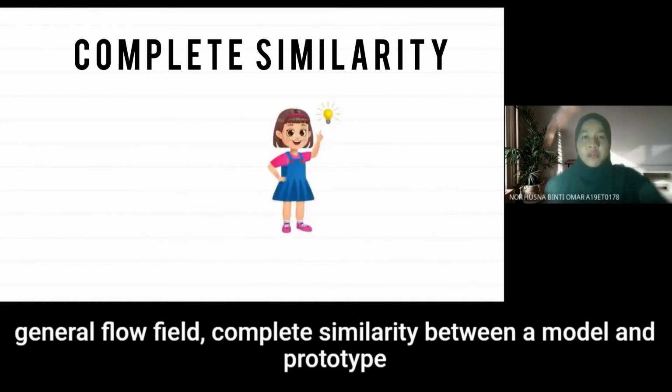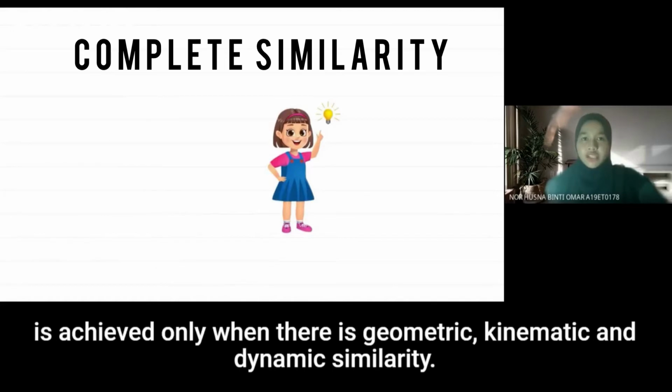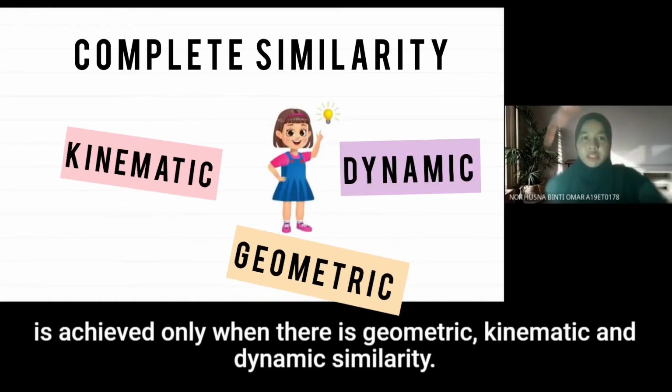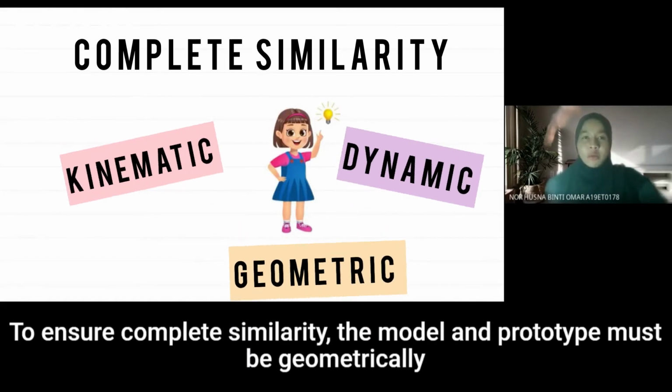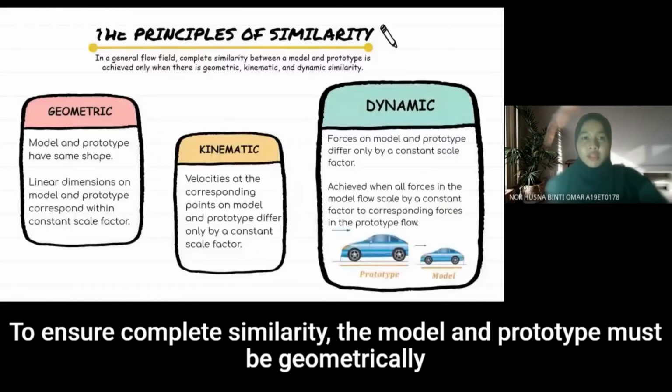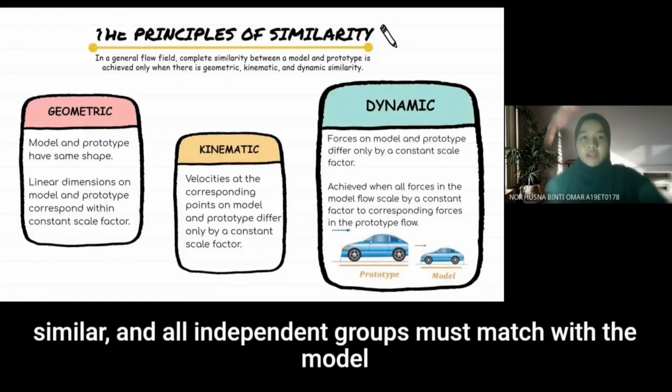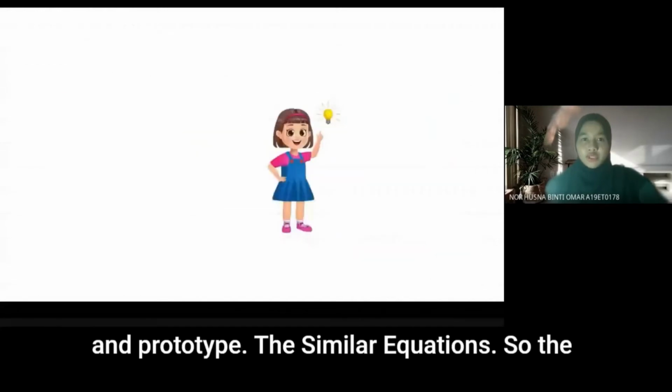In general, complete similarity between a model and prototype is achieved only when there is geometric, kinematic, and dynamic similarity. To ensure complete similarity, the model and prototype must be geometrically similar, and all independent groups must match between model and prototype.